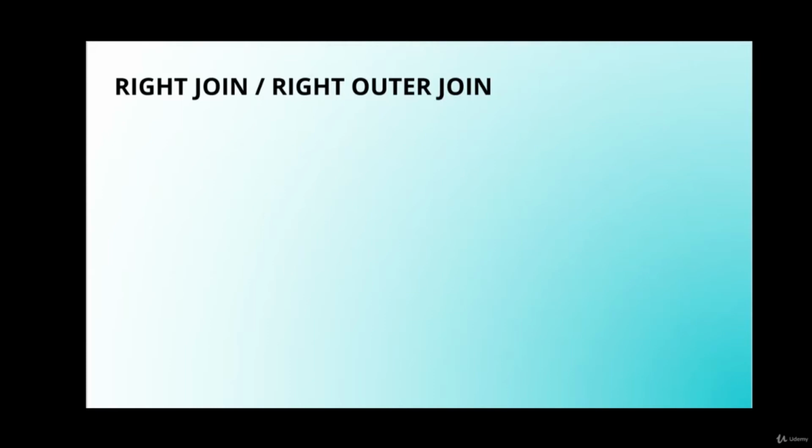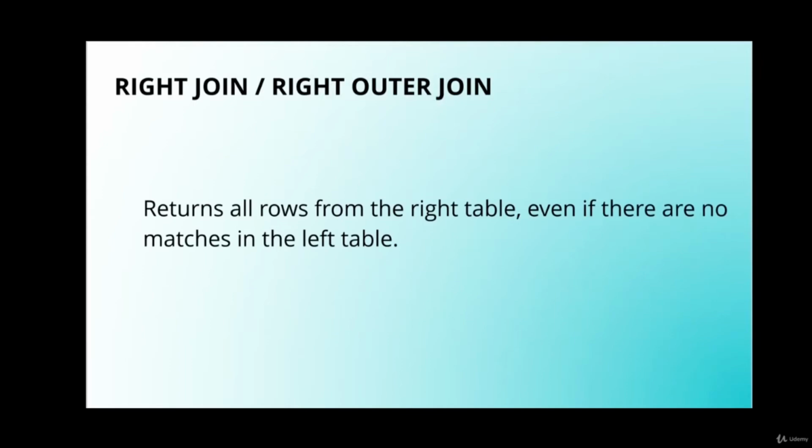In the previous lecture, we saw natural join, inner join and left outer join. In this lecture, we will study right join, full join, cross join and self join. Let's start with right join. So what is right join? Right join returns all rows from the right table even if there are no matches in the left table.